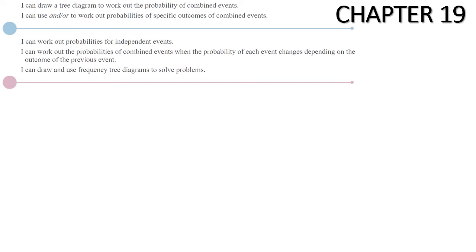This video covers chapter 19 from the GCSE textbook, and it's to do with combined events. Now, the best way to display combined events is using a tree diagram. A tree diagram is going to show the different outcomes you can have and their probabilities.